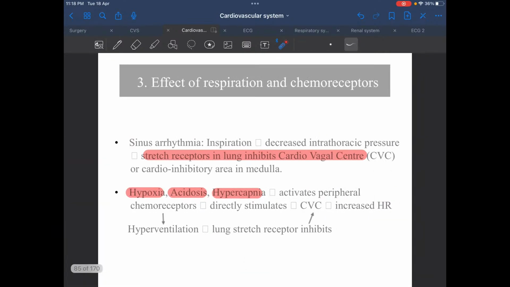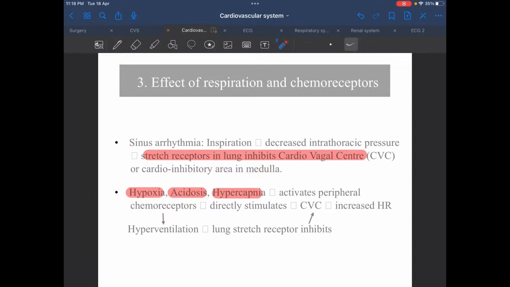And what about the effect of respiration and chemoreceptor? We have already talked about respiration. That's something known as sinus arrhythmia. Okay? Just remember, hypoxia, acidosis, and hypercapnia are going to activate your peripheral chemoreceptors. They're going to directly stimulate the cardiovagal center. They're going to inhibit your lung stretch receptors, whether they're going to inhibit the cardiovagal centers. But mainly hypoxia, acidosis, and hypercapnia will cause what? They're going to mediate hyperventilation. So whenever hyperventilation happens, that's going to stimulate your lung stretch receptors, and that's going to inhibit your cardiovagal center. Because of that our heart rate can further increase. Just remember, hypoxia, acidosis, and hypercapnia can also increase your heart rate.